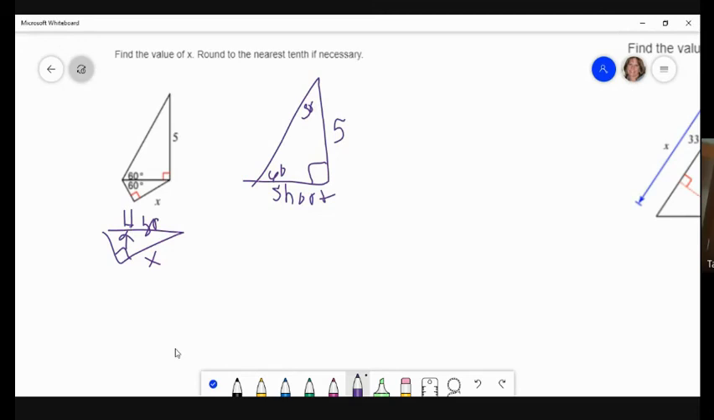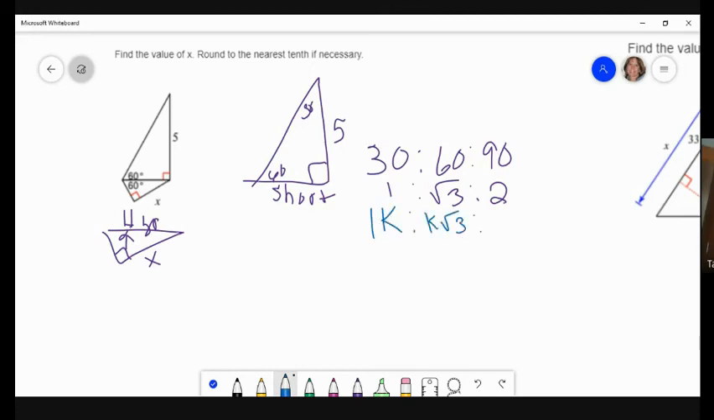So we'll go ahead and just set this up. It's 30, 60, 90, and that was 1, square root 3, 2. That's 1k, k square root 3, and 2k. All right. And again, our hypotenuse was not given. The short side is not given. That would be our k. And our long side is given, so that's going to be our k square root 3.